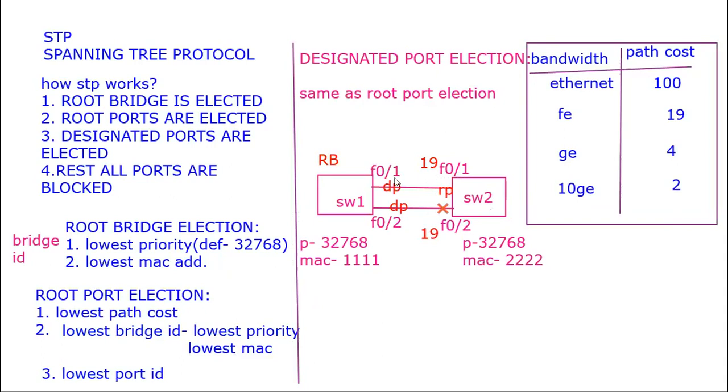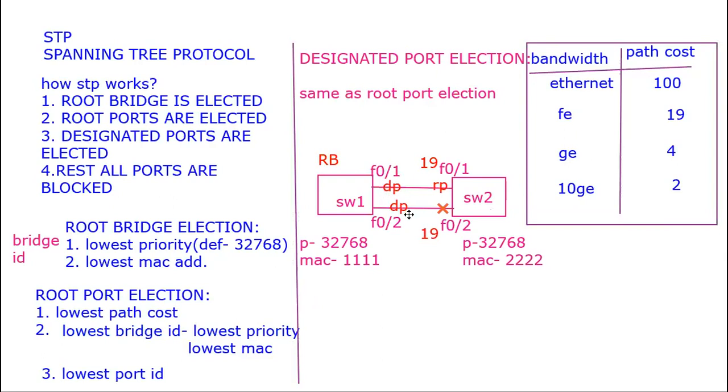So by this, only the upper link, the first link, is up, and the lower link is down, that is in the standby state. So this is how the STP works. It only allows one link to be active at a time and all the rest are in standby state.